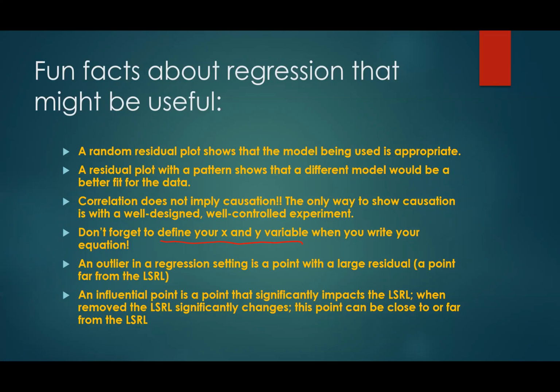But a point that's really close to the line but is really far away from the other points is also often an influential point. That's actually usually what we think of if we reference an influential point: a point that's close to the line but is actually really far from the rest of the data.